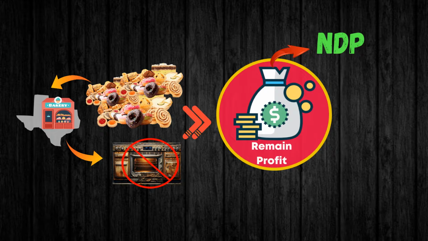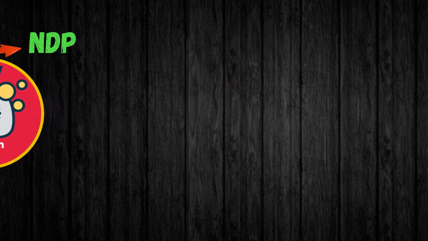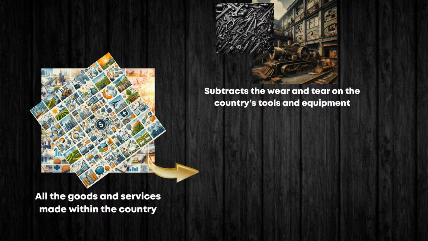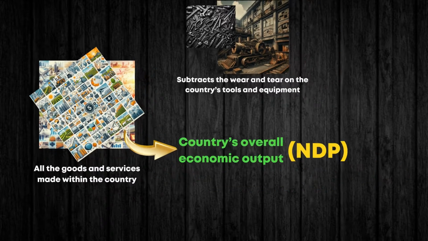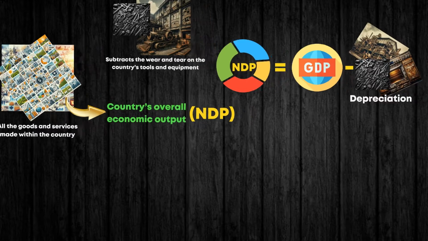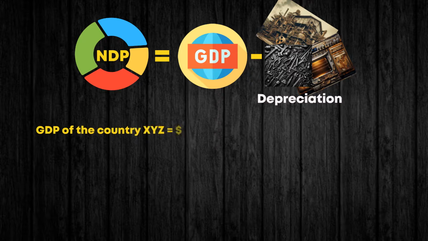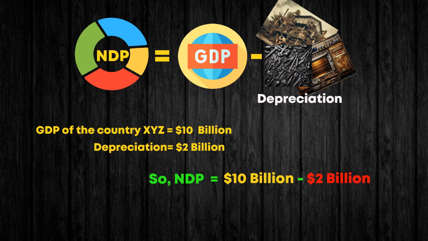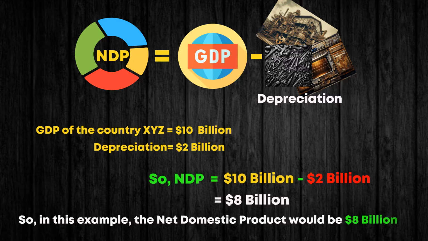In a country's context, NDP does the same thing but on a much larger scale. It adds up all the goods and services made within the country, subtracts the wear and tear on the country's tools and equipment, and gives a measure of the country's overall economic output. So, the formula of NDP is GDP minus depreciation. Let's say the GDP of a country is $10 billion and the depreciation is $2 billion. Plug these values into the formula. NDP equals $10 billion minus $2 billion equals $8 billion. So, in this example, the net domestic product would be $8 billion.